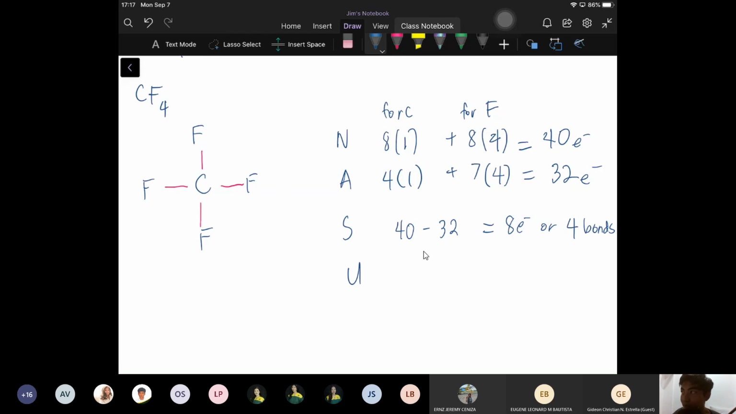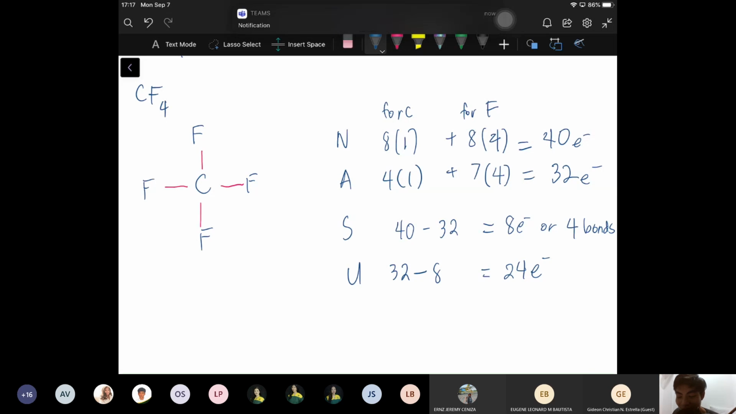U, unshared. So anong gagawin sa unshared? A minus S. Available minus shared. No? So that's 32 minus 8. 32 minus 8 cannot be, di ba? Hindi, kailangan ko ng calculus. Mahina ako dyan. 24 pala.